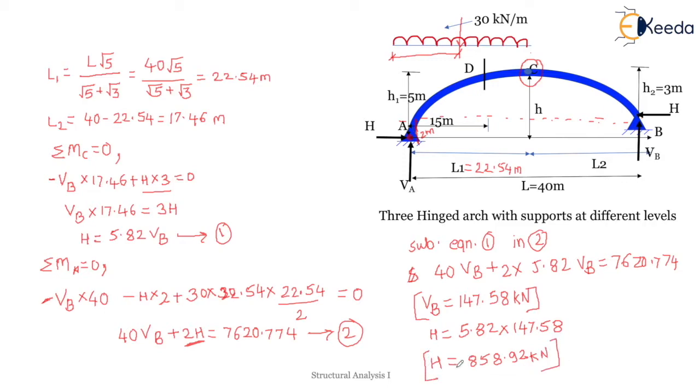So here we got a value of horizontal thrust. Now let's see what is the value of VA. VA will be equal to, just see how we find out the value of VA, how to calculate. So when we consider the summation of forces in y direction is equal to 0, what are the equations here?